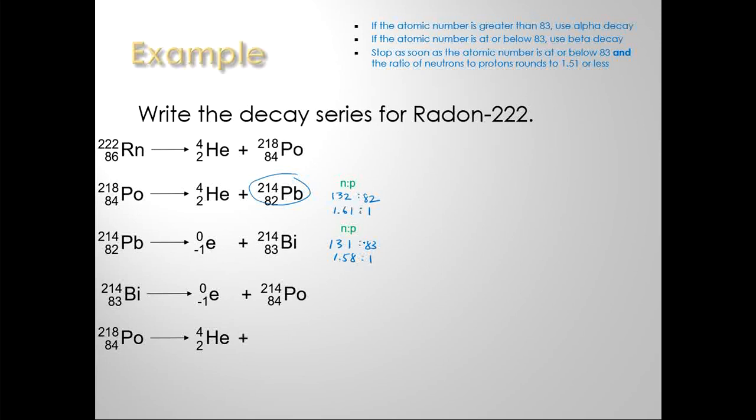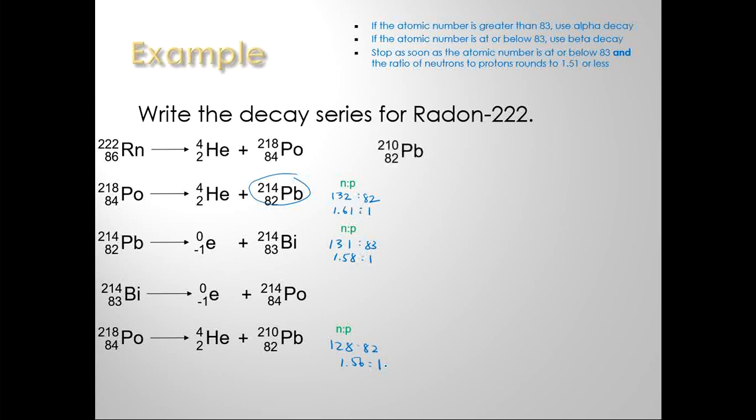So we continue, and now that the atomic number is 84, it will go through alpha decay, and now we have our daughter isotope lead-210. And because of the atomic number, we want to again pause and calculate the neutron to proton ratio. So we have 128 neutrons to 82 protons, and to simplify that, we have 1.56 to 1. So we have to keep going.